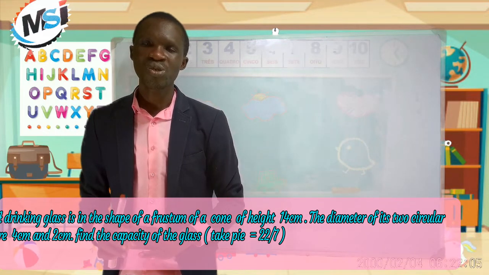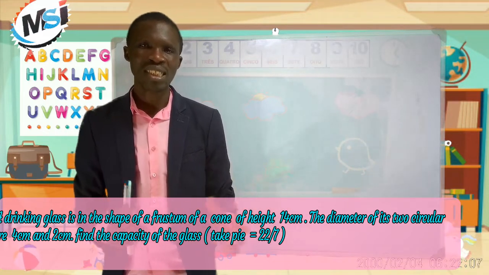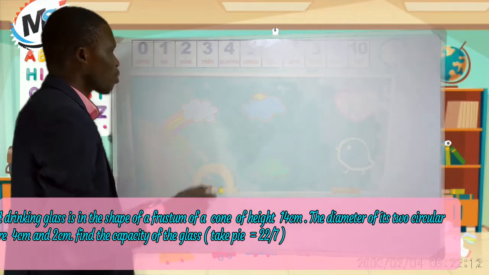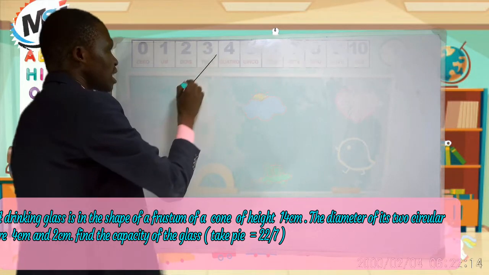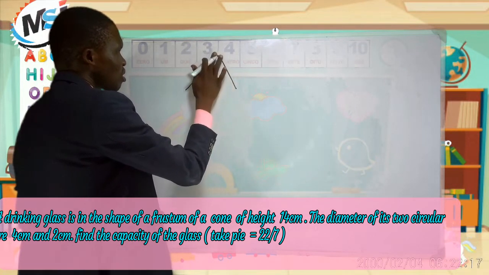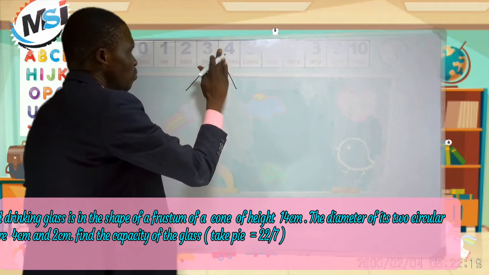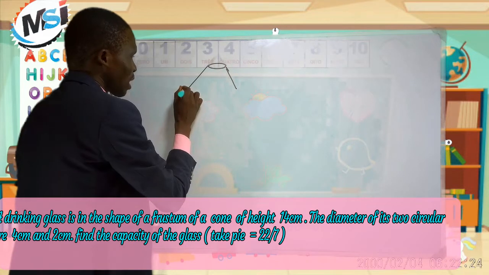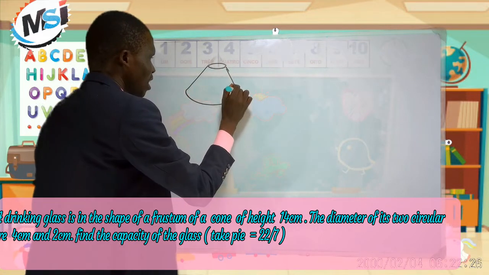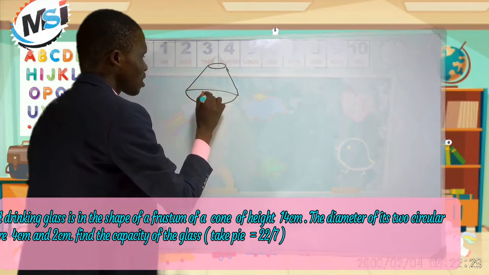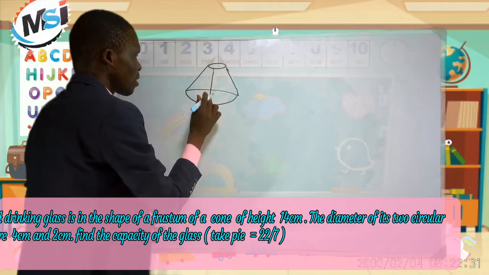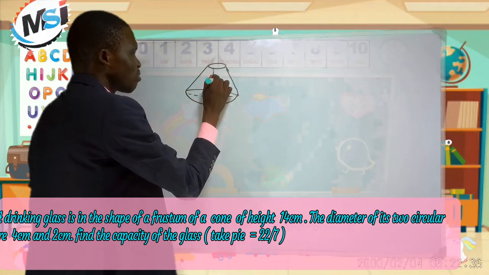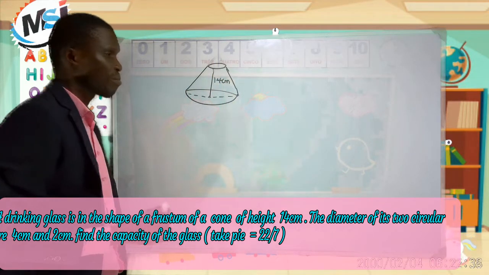Now, the first thing to do is let's bring out our parameters. And what are the parameters? Number one, we have h to be 14 centimeter. You can draw the frustrum so that you do not forget. Okay, you can draw it like this from here to here. Height is given to us as 14 centimeter, right?